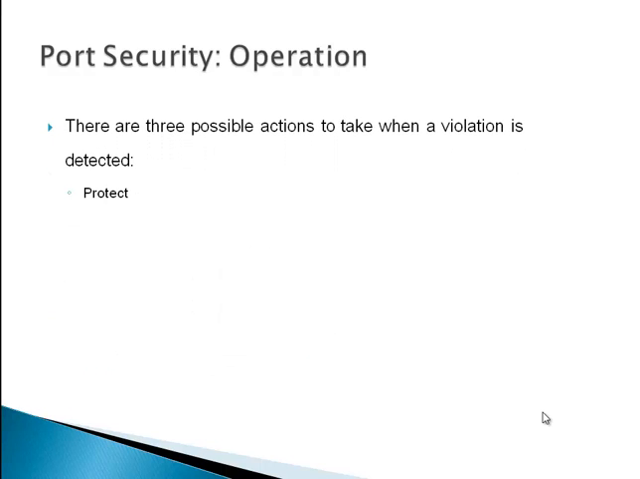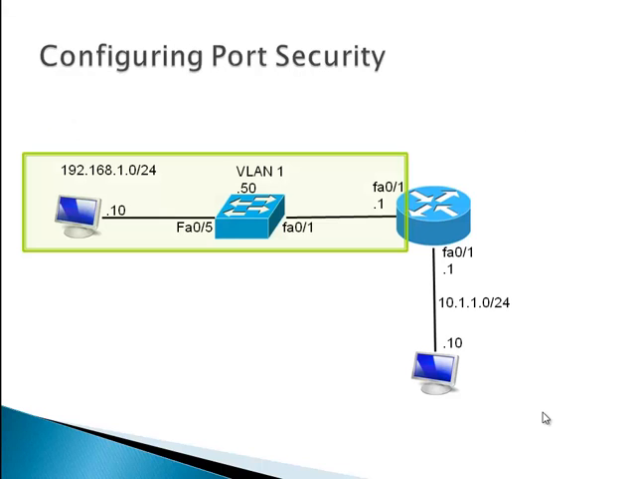Okay, the first violation mode is protect. With protect, when the maximum number of MAC addresses has reached the limit, the port will block any more. Those existing MAC addresses will still be able to communicate, but there will be no more MAC addresses allowed on that port. There will not be any notification sent to the administrator. The second one is restrict. Same thing as protect, but there will be a notification sent to the administrator. The last one, which is the default, is shutdown: if a violation has occurred, the port will go to shutdown mode.